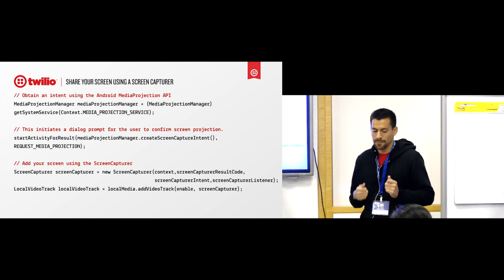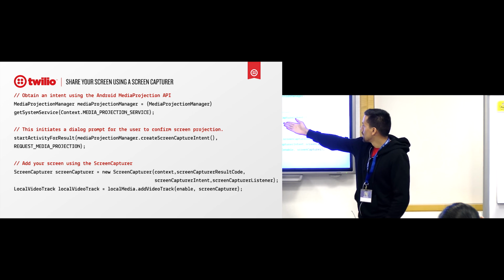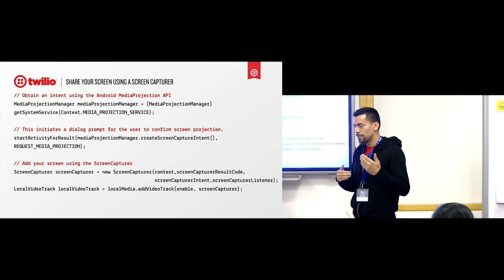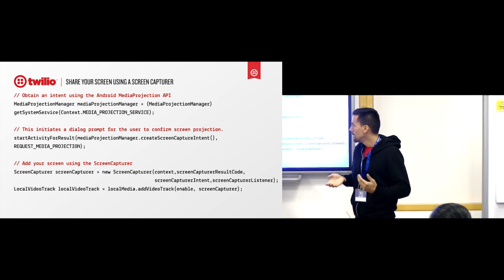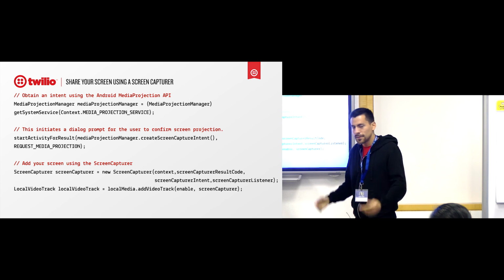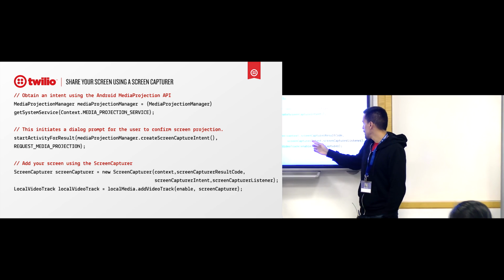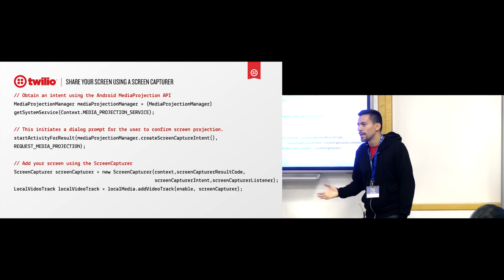All right. So let me talk about what I just did there. I mentioned the Media Projection Manager, which is a system service. The way that you can initiate this screen sharing is by calling into the Media Projection Manager and obtaining a screen capture intent. Once you have that intent, you can provide it to our screen capture and then add it to the video track like you would have with the camera capture.